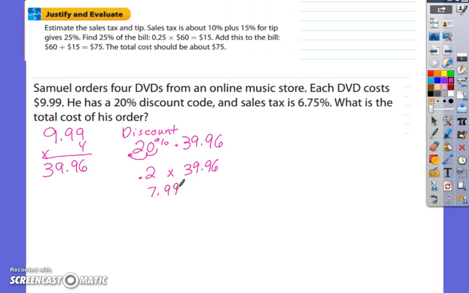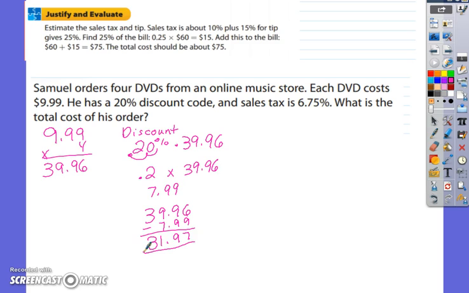Now our discount will still need to be subtracted, so $39.96 minus $7.99, and that's going to give us $31.97. Now we could, instead of figuring out 20% of the amount and subtracting it, say that if they get a 20% discount, they're going to pay 80% of the price. So we could find 80% of $39.96, and we would get $31.97. So we wouldn't have to do that 2-step. We could do it in 1.